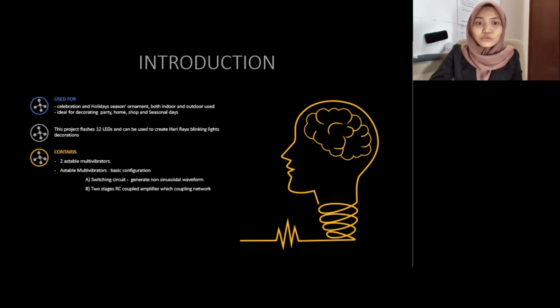And it contains two astable multivibrators. The astable multivibrator's basic configuration is, first, a switching circuit that generates a non-sinusoidal waveform, and a two-stage RC coupled amplifier with a coupling network.